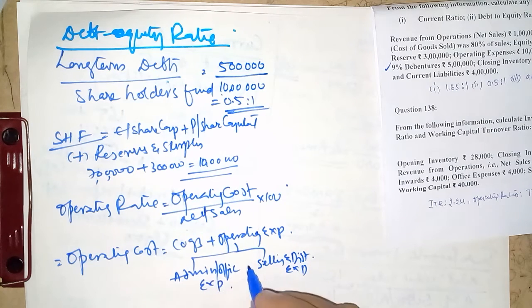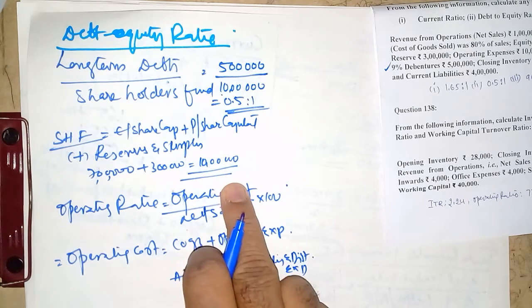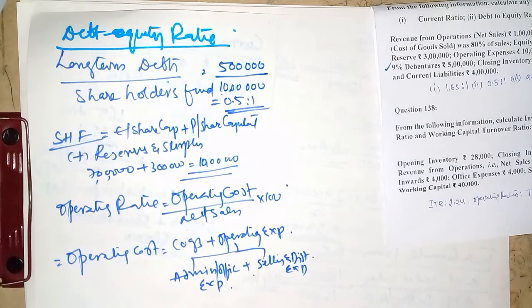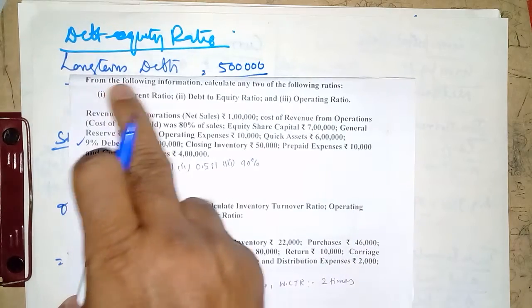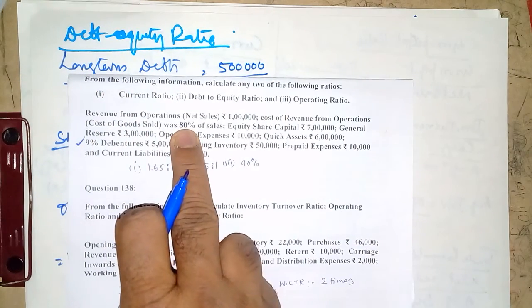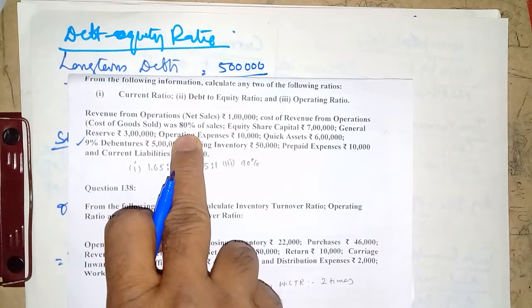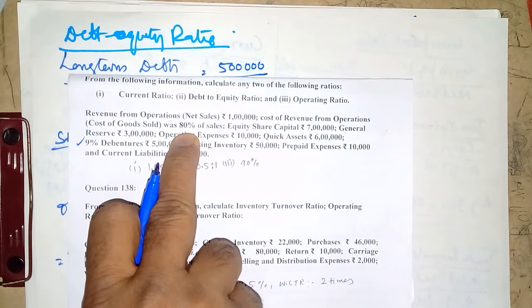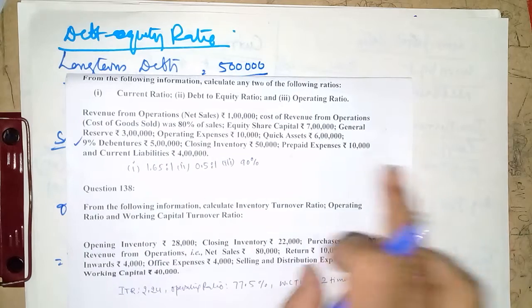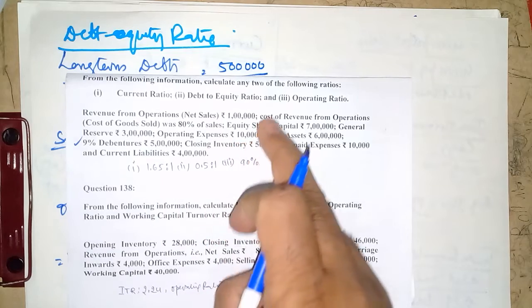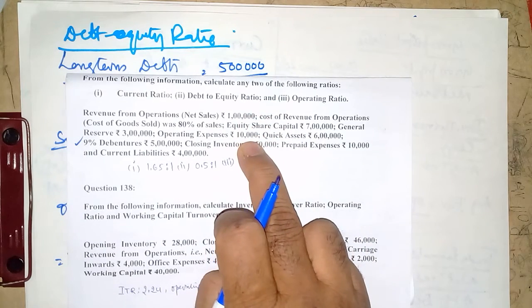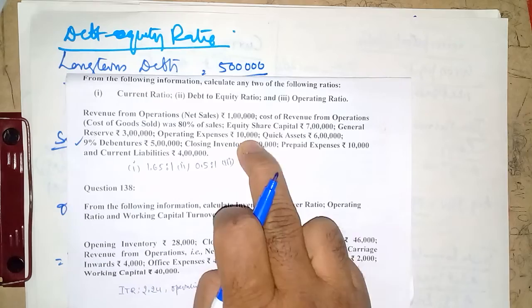These two are collectively called operating expenses. So COGS plus operating expenses is equal to operating cost. Then net sales will be the net sales item. So we need to have COGS. Did he give any COGS directly? 80% of the sales. So 1 lakh into 80%, that will be 80,000, which will be our COGS, right? Plus operating expenses, which he has given directly. So this 80,000 plus operating expenses 10,000 is 90,000, right?